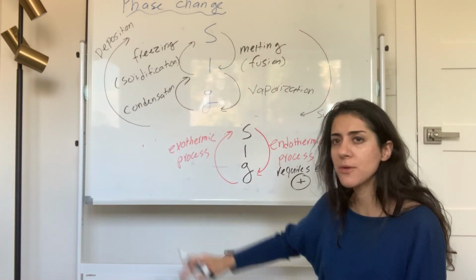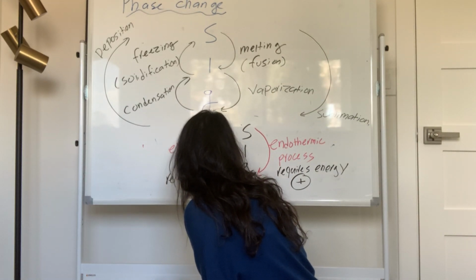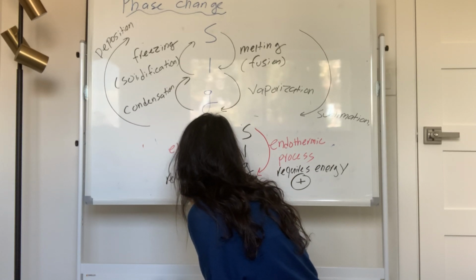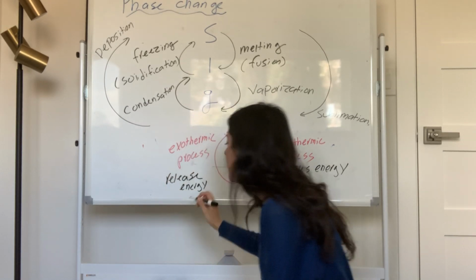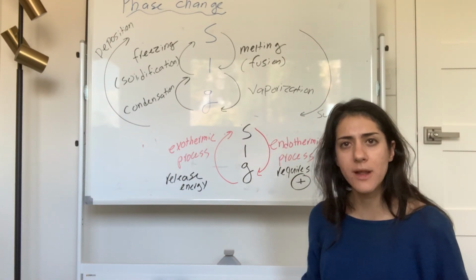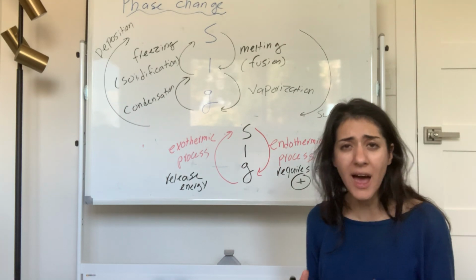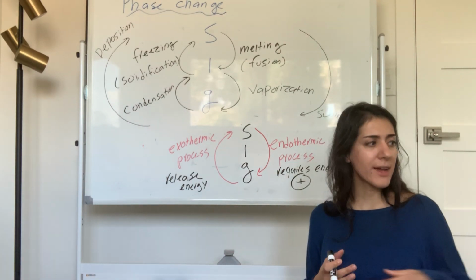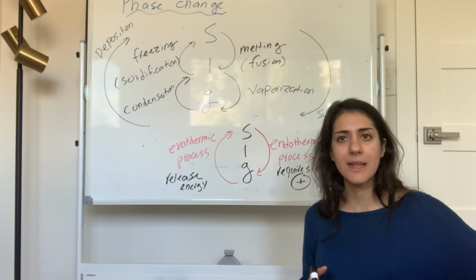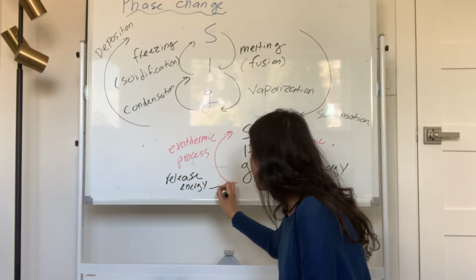Let's talk about exothermic. Exothermic is great. It not only doesn't require energy, it releases energy to the surrounding. So if I have a reaction going on in a beaker, what do you think is going to happen to my beaker? My beaker is going to get hot because the exothermic reaction is releasing energy to the surrounding. And the sign would be negative.